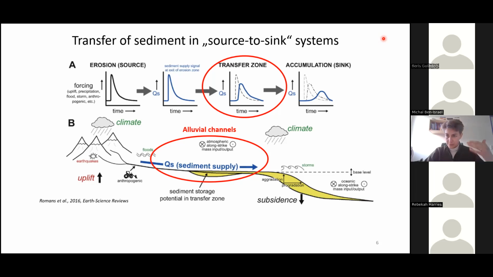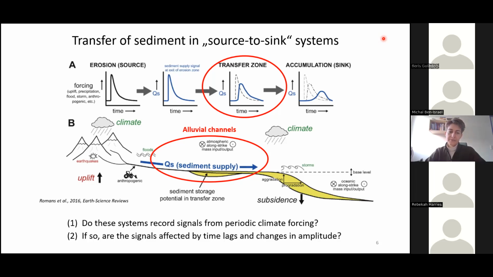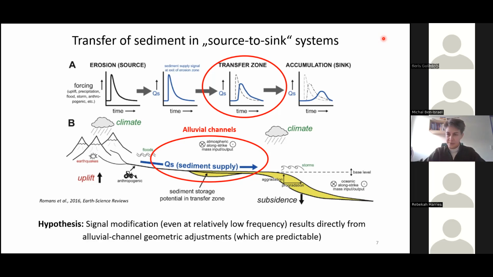Okay, and that raises a question as well. If we're thinking about periodic changes in climate, do these systems record signals from periodic climate forcing, given that they do seem to change signals as they move downstream? And if they do, are the signals affected by time lags and changes in amplitude? So a hypothesis that I want to put forward is that signal modification, even at relatively low frequency forcing, results directly from alluvial channel geometric adjustments, which are predictable, or maybe at least partly predictable.